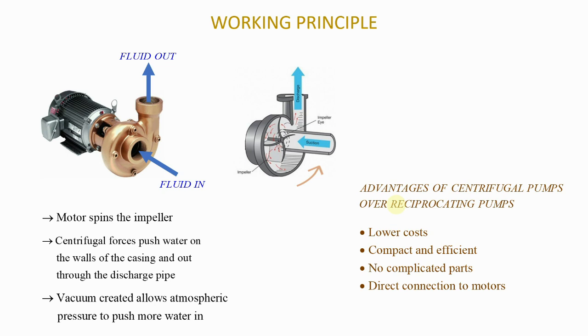And as you can see, centrifugal pumps do not have complicated parts. Okay, you don't see valves here, you don't see pistons here. You pretty much just have an impeller that can be directly connected to the motor, because you don't even need to have a gearbox in between. That impeller can survive the fast speed of rotation from the motor.